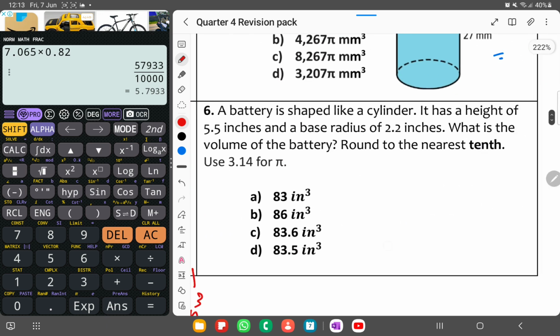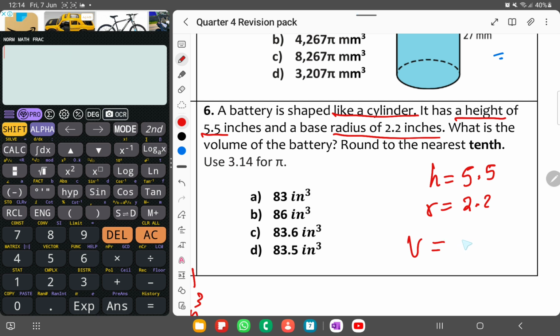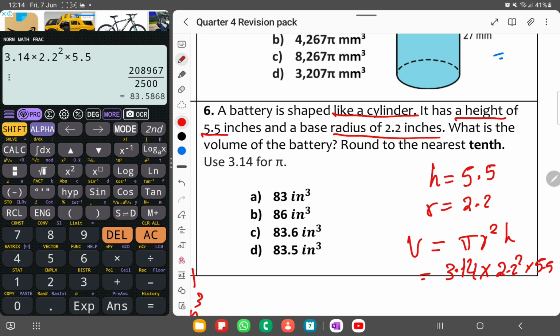Number 6. A battery is shaped like a cylinder. It has a height of 5.5. So cylinder height is 5.5. Pause the video and try to solve it on your own. Radius is 2.2. What is the volume of the battery? Round to the nearest tenth. Very easy. Pi r squared h. Pi is 3.14. 3.14 times radius squared, which is 2.2 squared, times the height, which is 5.5. So together 3.14 times 2.2 squared times 5.5. Very good.